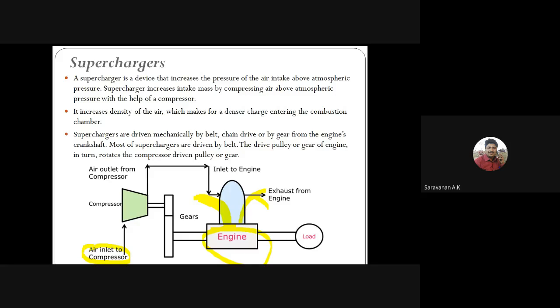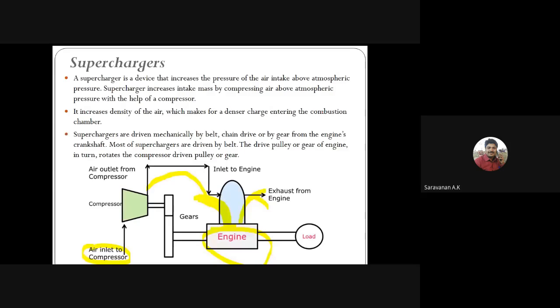We have to get the air from the atmosphere and it will be compressed, right? Once it is compressed, it will create high pressure. Once the high-pressure gas gets into the cylinder, the mass flow rate will increase. Automatically we can say the density will increase. In the engine the volume is constant, so the volume will not change.